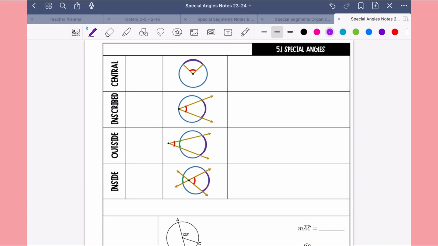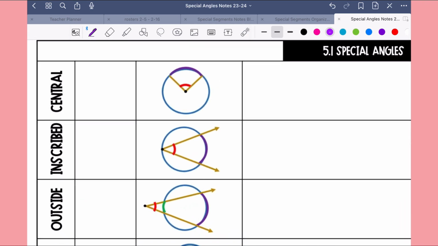Our special angles lesson, and we are going to be doing central and inscribed just for today, and then the next day we'll do inside and outside. So let's start with central. We kind of already seen these angles in the previous notes.